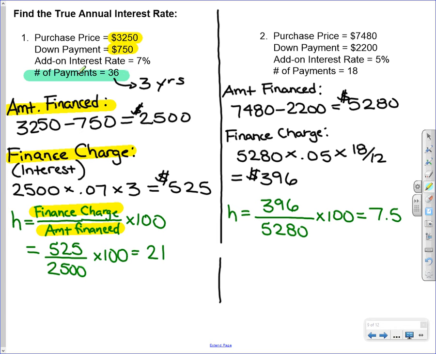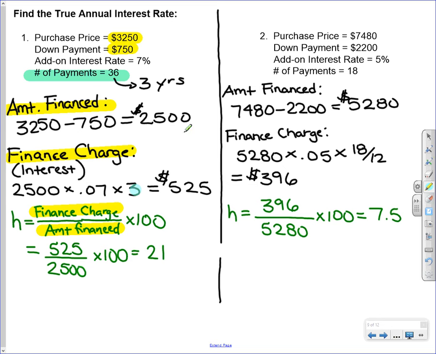So all these add-on interest rate problems are talking about monthly payments. If we had 36 monthly payments, that would equate to 3 years, right? A time of 3 years. So that's where we get the 3 from there. So 2,500 times 0.07 times 3 gives us $525.